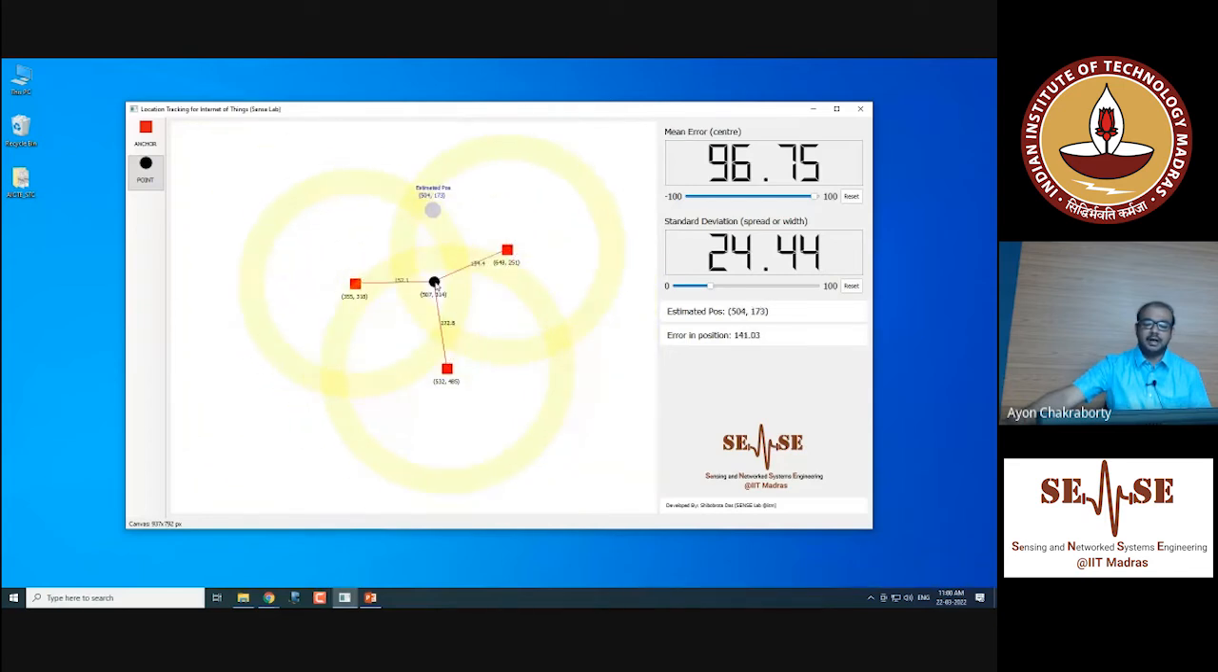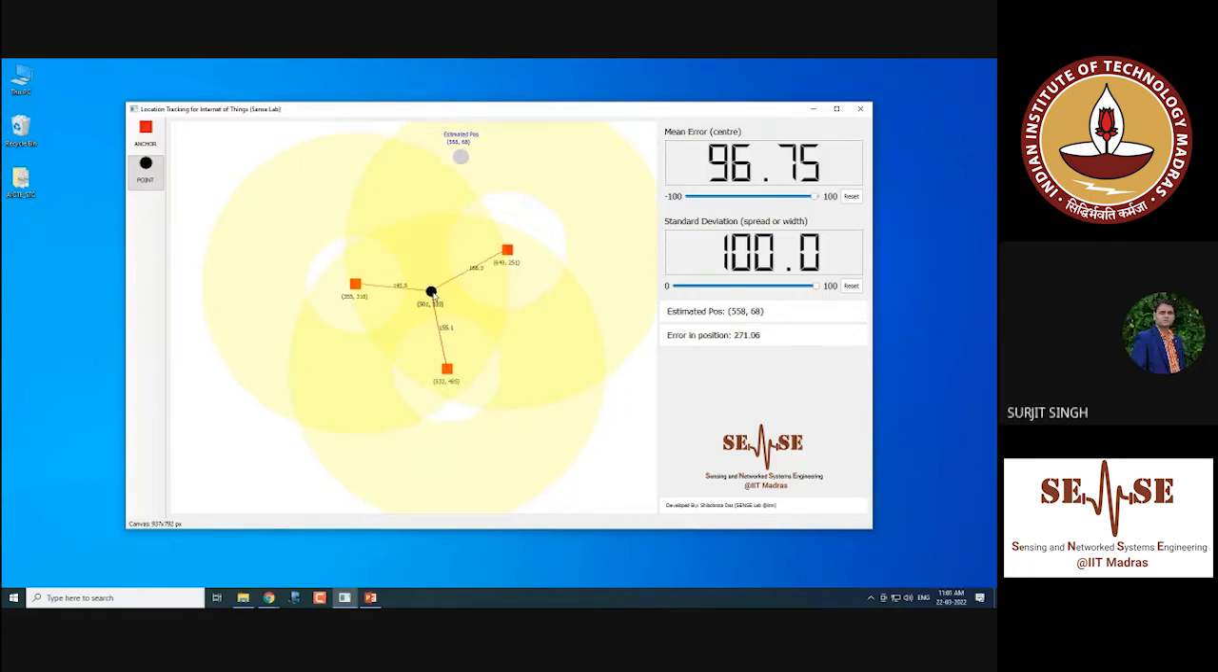Okay, so you can make the standard deviation very, very high. Right now, see, it is getting a very, very high range error. Okay, so in this case, it is the same as lost.